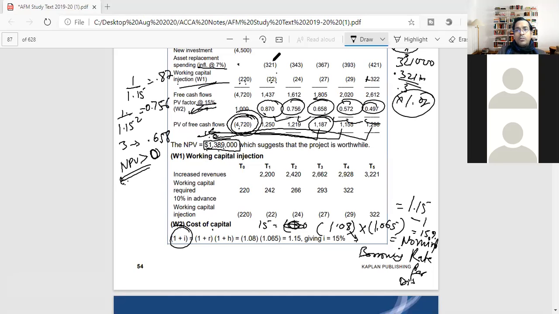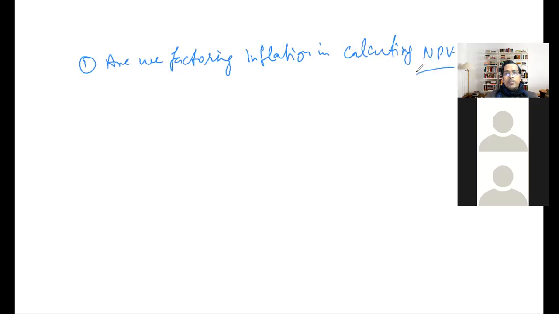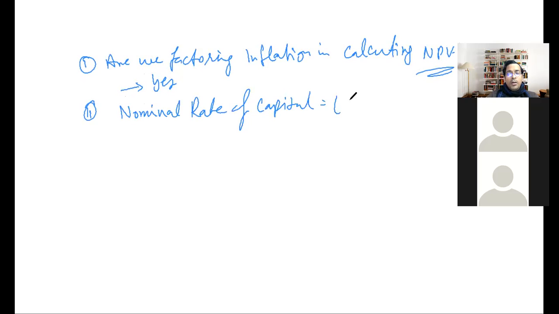Let's take a step to discuss the cost of capital in a more fundamental way. I'm clearing all this earlier drawing. Okay. Tell me a couple of things. Are we factoring inflation in calculating NPV? Answer is yes, right? Then what is the nominal rate of capital? That would be 1 plus real rate times 1 plus inflation.